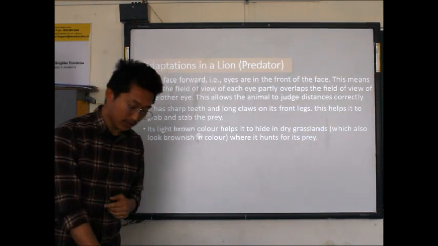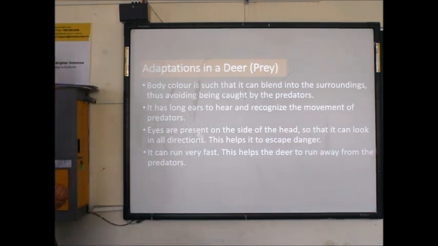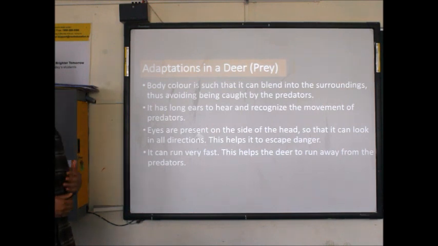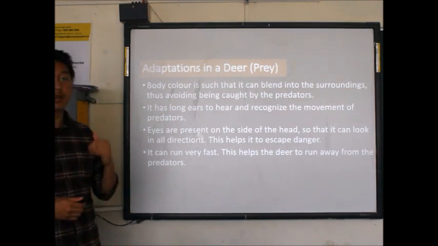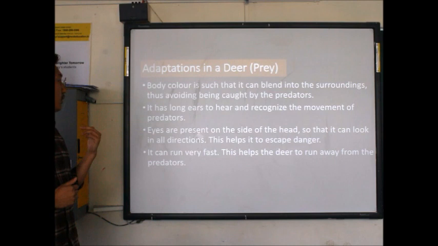Next adaptation we'll study is in the deer. So adaptation in deer. In this case, deer is prey. First adaptation, body color is such that it can blend into the surrounding, thus avoiding being caught by the predator. Second, it has long ears to hear and recognize the movement of the predator. Because of this type of ear, it is easy for the deer to hear the movement of predators.